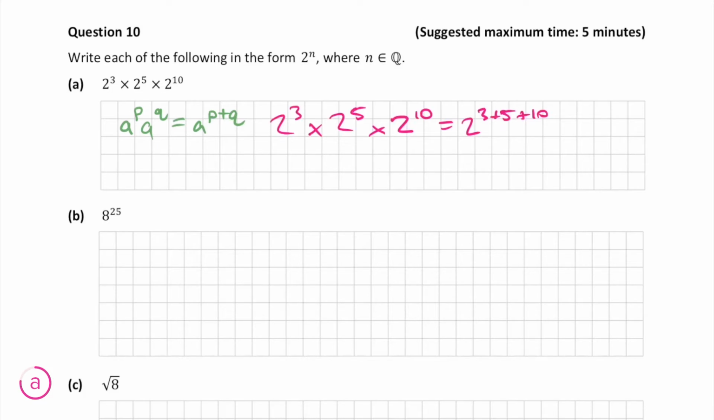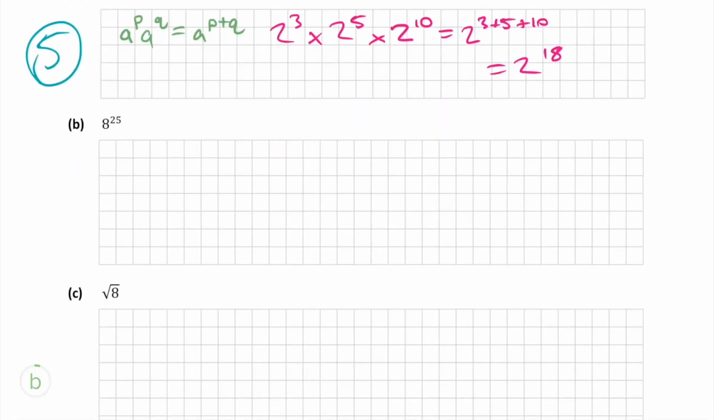Applying this to our question, we can write this as 2 to the power of 3 plus 5 plus 10. This gives us an answer of 2 to the power of 18. That's all we have to do for part A, and that gives us 5 marks. Moving on to part B, we're given the number 8 to the power of 25.